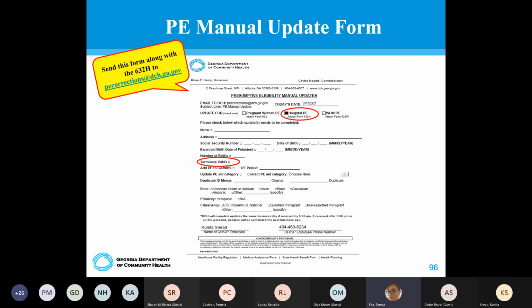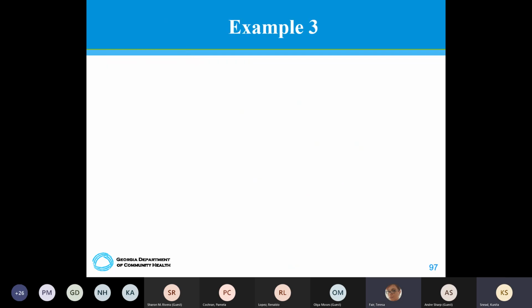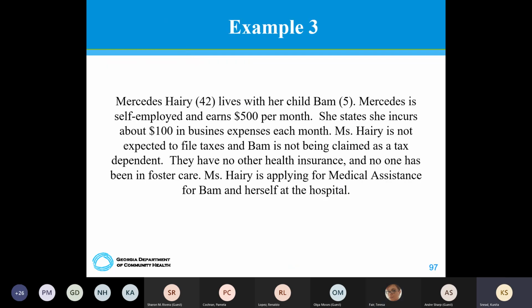You're getting some okays in the chat. Okay, let's go to our last example.